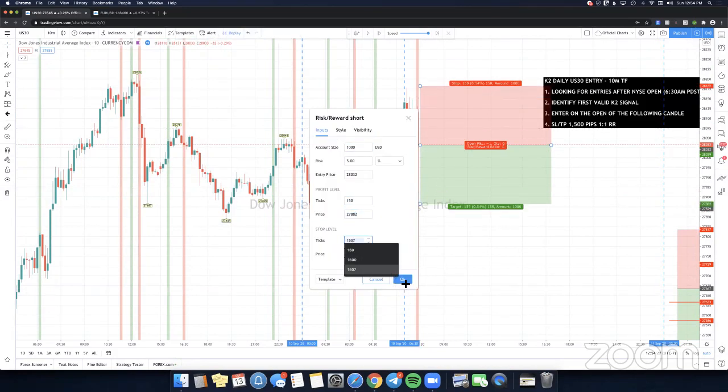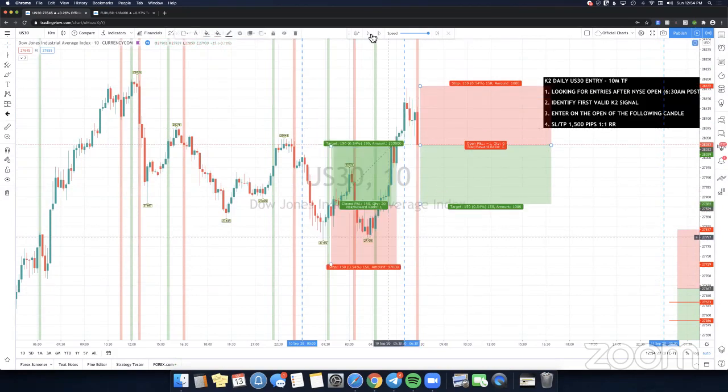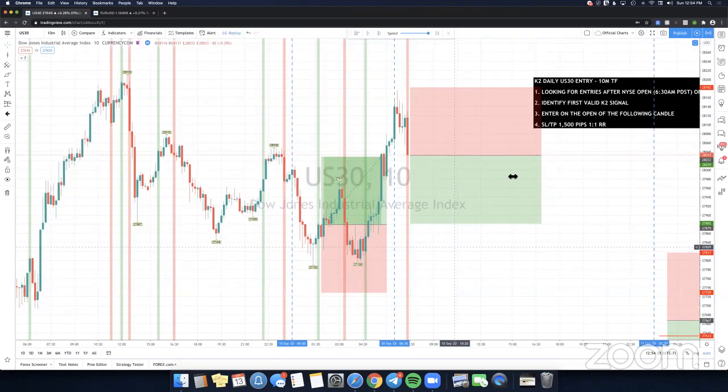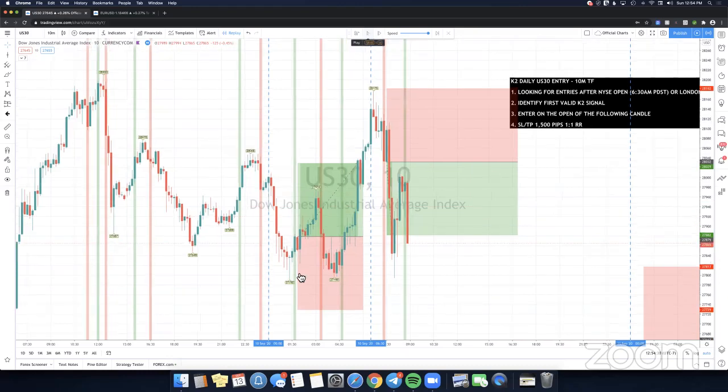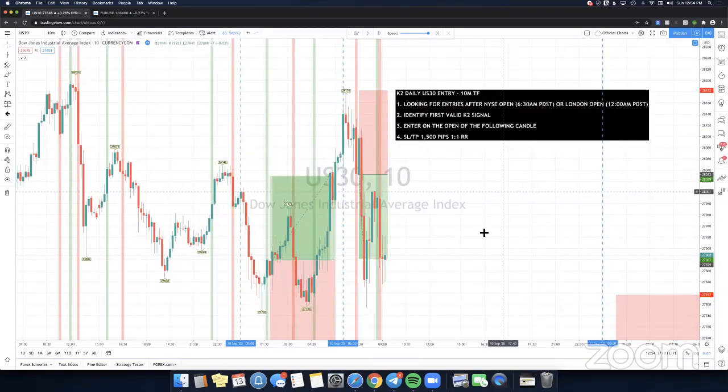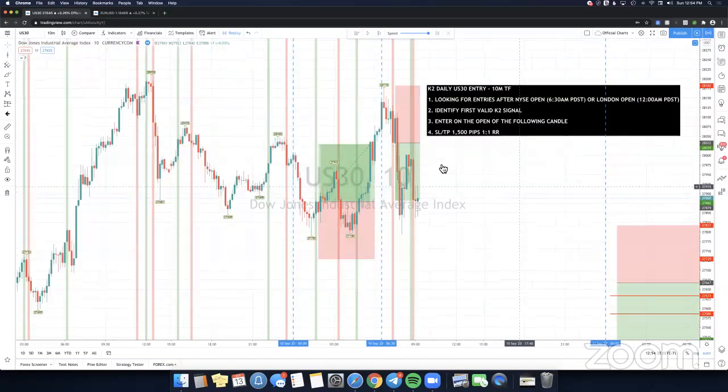But this is Thursday, so this is not as risky. If you go to Friday, it's a little more risky. So right there, you see two wins back to back. This is the London entry, and then this is the US entry. So it's pretty simple.